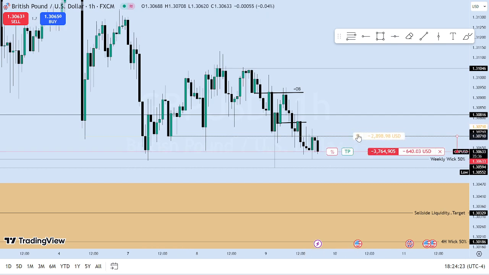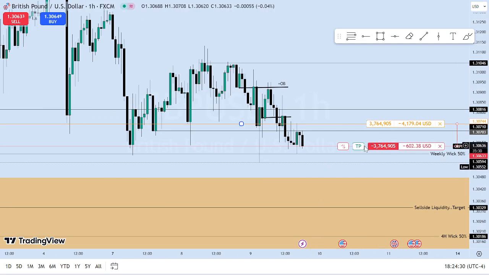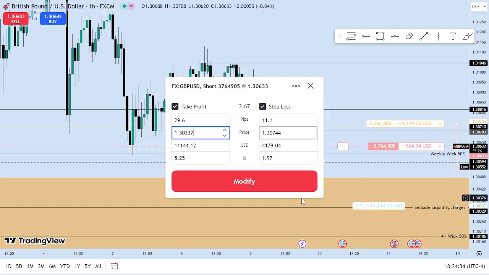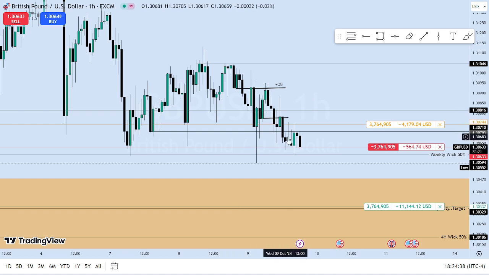Then put your stop loss above, and take profit. So that's where we traded to, at the breaker. Here is the breaker, taking out this order block to now turn into a major breaker.